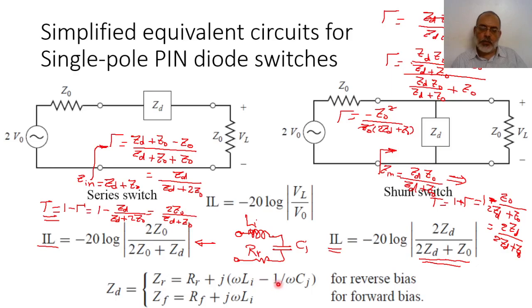So 1 over G is minus G, so we have taken G as a common factor, so minus 1 over omega C G, where CG here is a junction capacitor. And as I said, for reverse biasing, the dominant term would be the reactance due to the junction capacitance. For forward biasing, the dominant term would be the forward resistance. So this is how to calculate the insertion loss for both the forward and reverse bias.